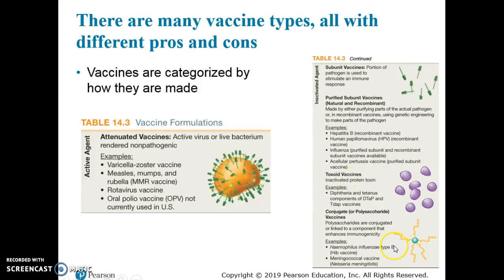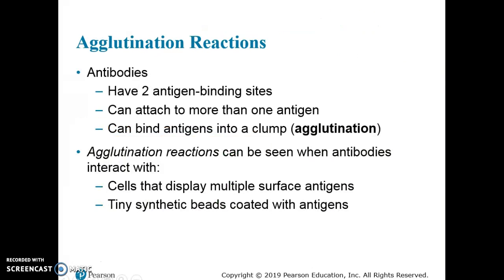There are also what are called conjugate vaccines, where the actual antigen may not be very immunogenic, but you link it to the conjugate, and that allows for a better immune response. And that's where we'll stop for part 2.